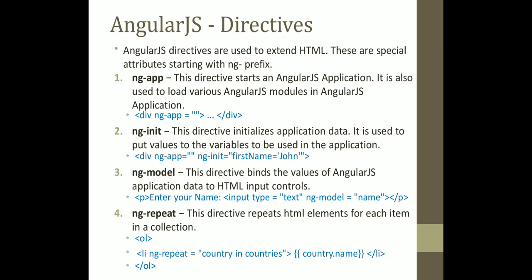First is ng-app. This directive is used to initialize an AngularJS application. It is also used to load various AngularJS modules. Okay. So when the web page is loaded or initialized, the ng-app directive gets initialized as well. Okay. The different AngularJS modules are loaded by this directive in the application.